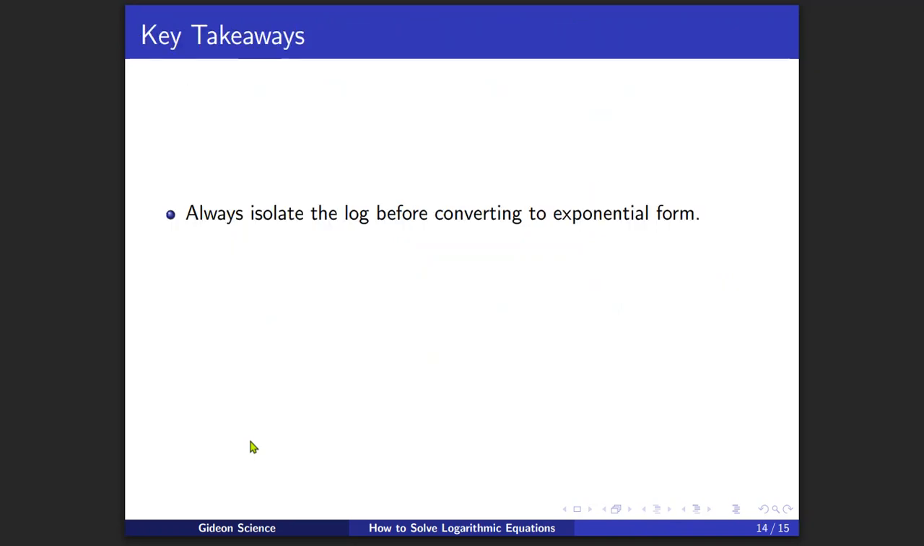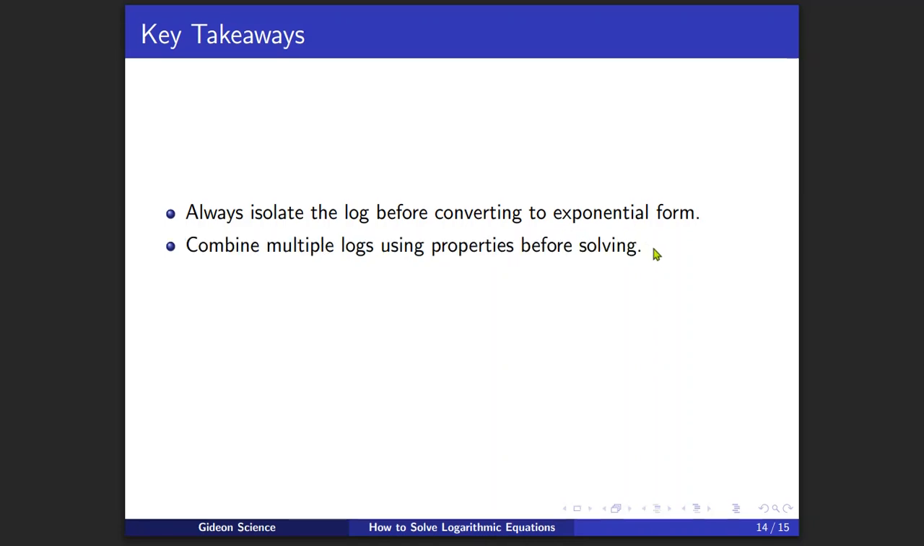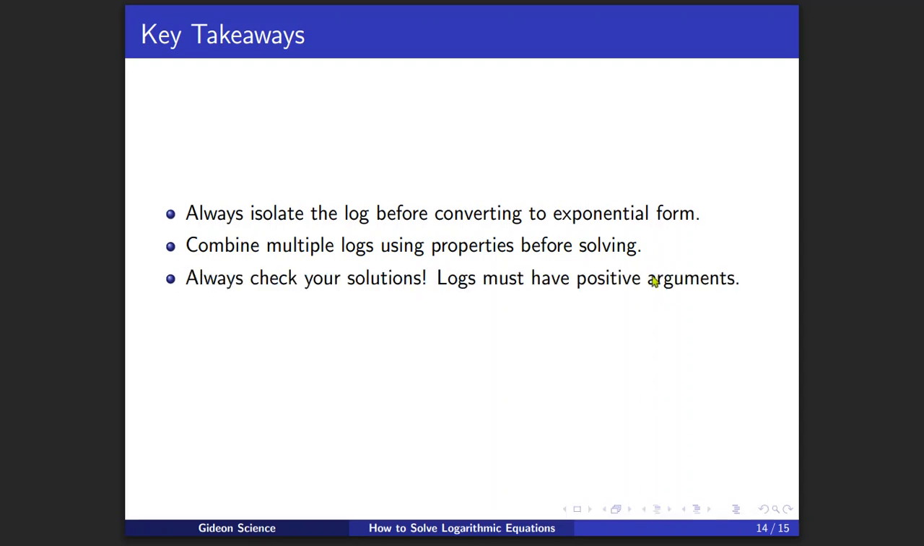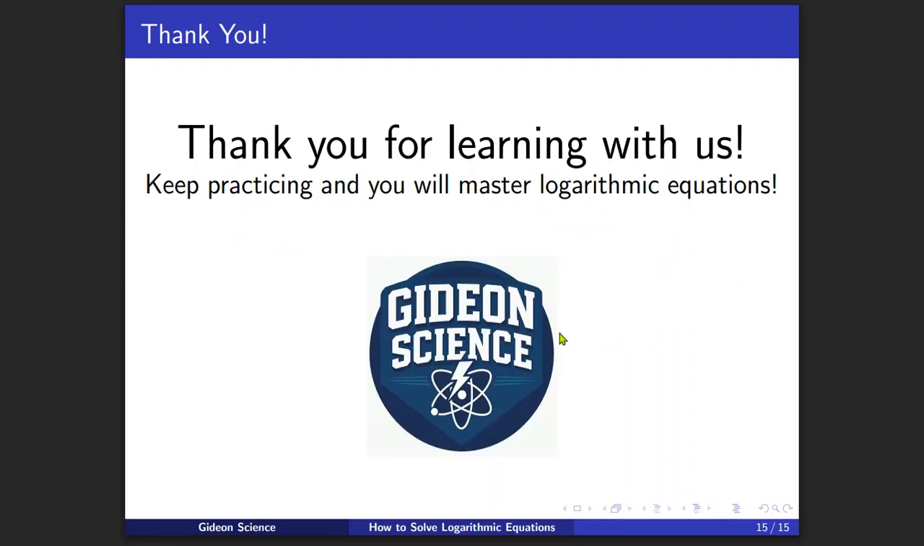So key things you should learn from this: always isolate the log before converting to exponential form. Combine multiple logs using properties before solving. Always check your solutions. Logs must have positive arguments. Practice makes perfect. Thank you.